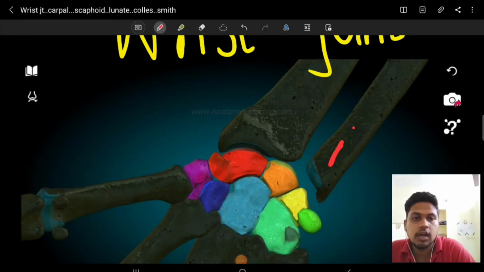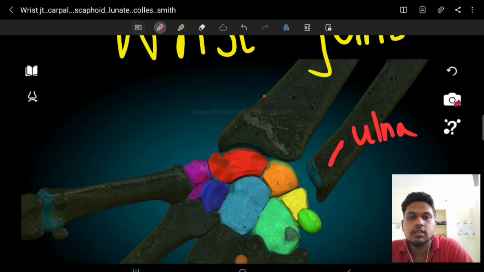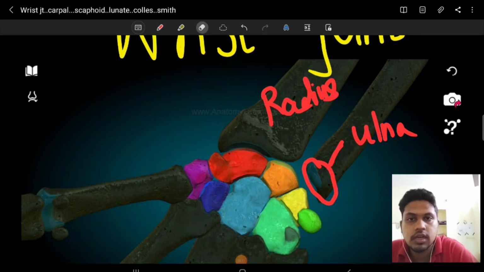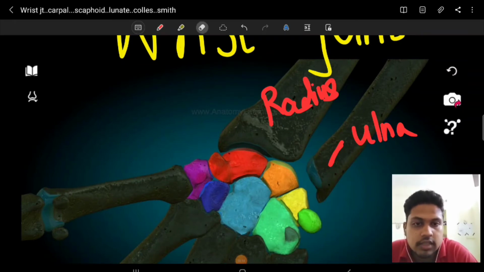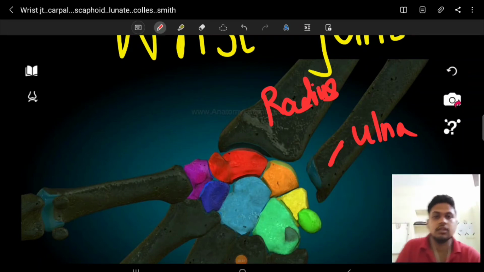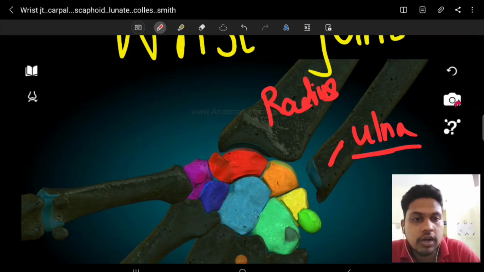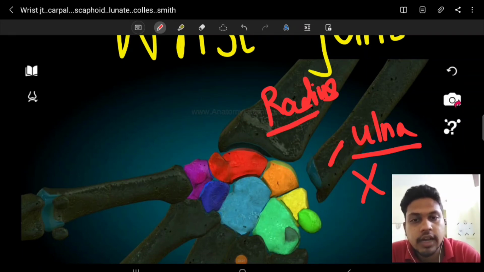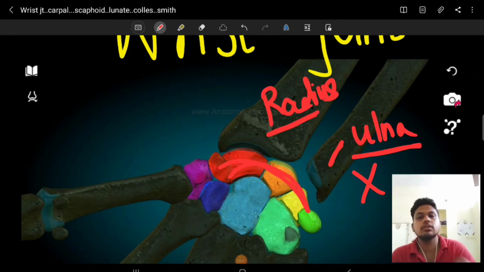the ulnar bone, this is the ulnar bone, and this is the radial bone, the radius. So the ulnar bone is not involved in the formation of the wrist joint. As you can clearly see here, there is no connection between the ulna and the carpal bones. So the ulna does not take part in the formation of the wrist joint. This is very important. The wrist joint is formed between the distal end of the radius and the proximal set of the carpal bones. Okay, so this is the wrist joint exactly.